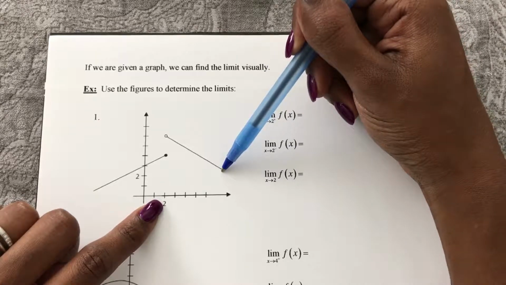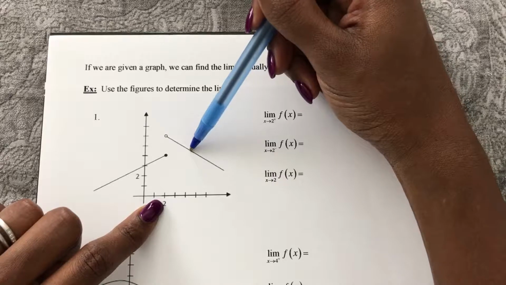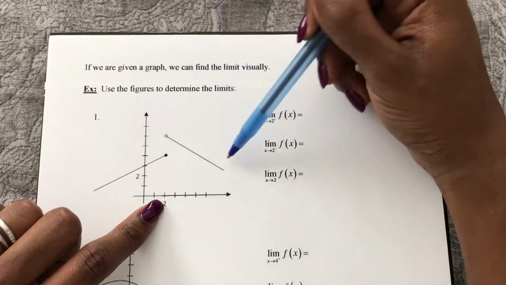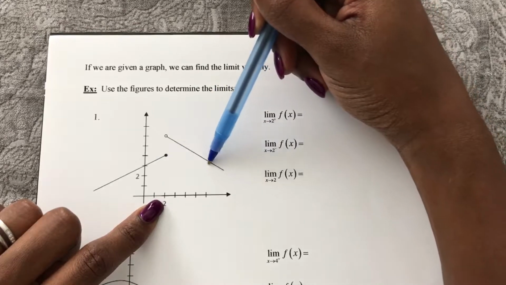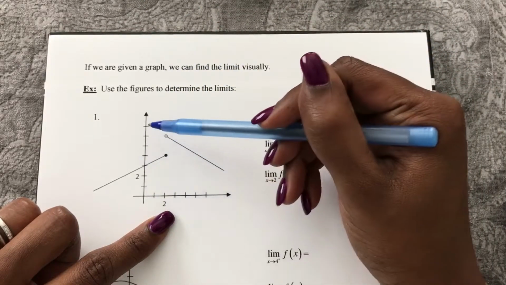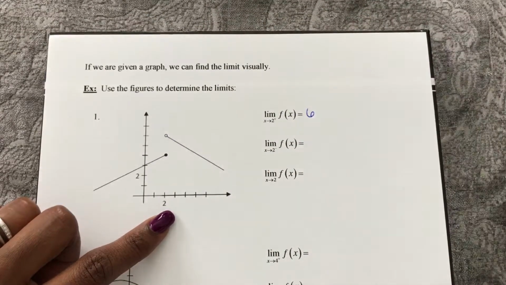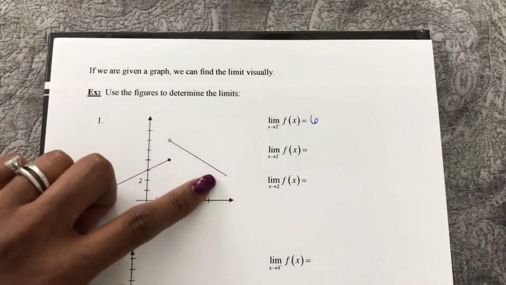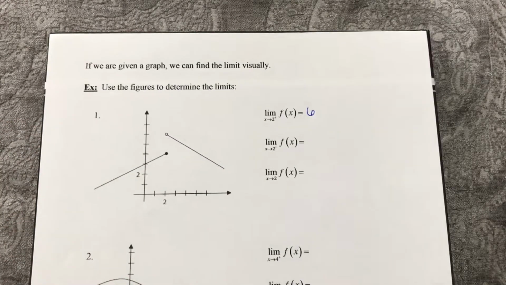Here is the piece of my function that goes towards x equals 2 from the right. So my x values are approaching 2 from the right. My y values are approaching, let's see, 1, 2, 3, 4, 5, 6. So it's approaching 6. My y value is approaching 6 as my x values approach 2 from the right side.